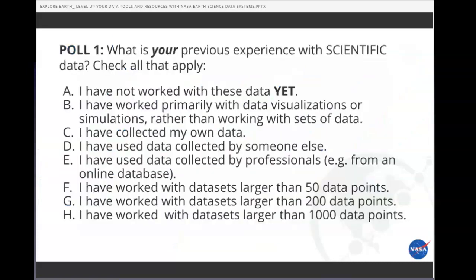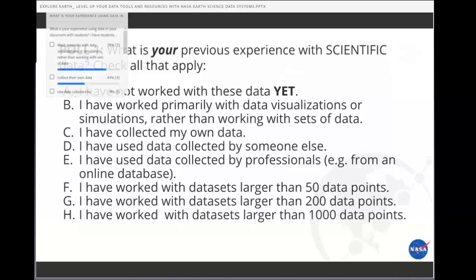Fantastic. So we're going to move forward. Barbie, would you mind launching the results of this poll? What is your experience working with scientific data? Would love to hear and assess what your experience is.